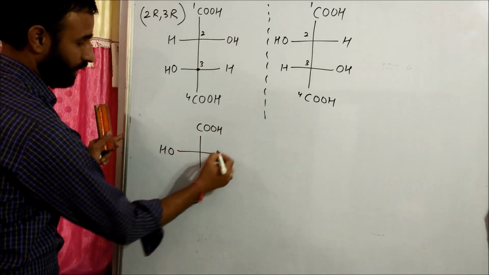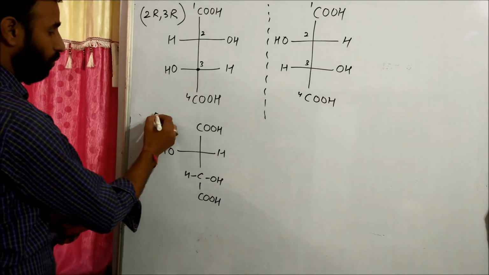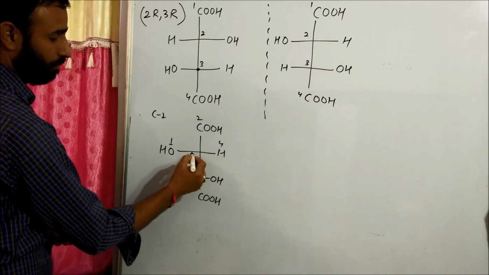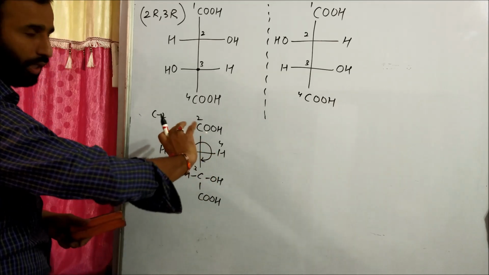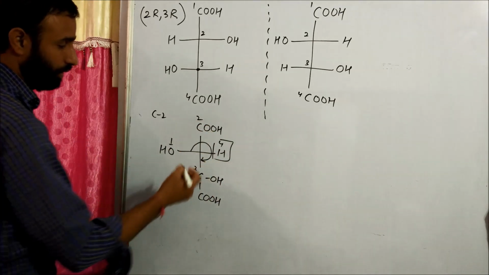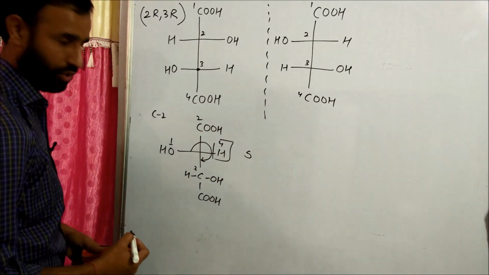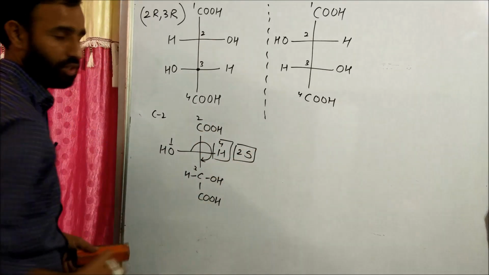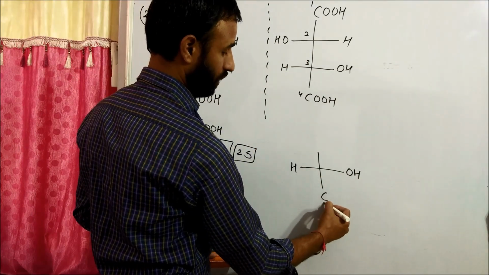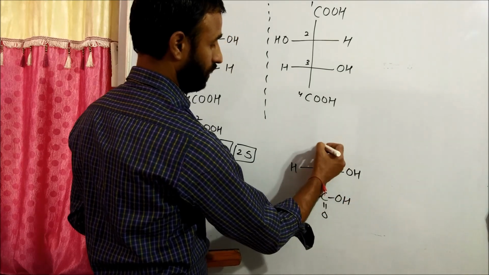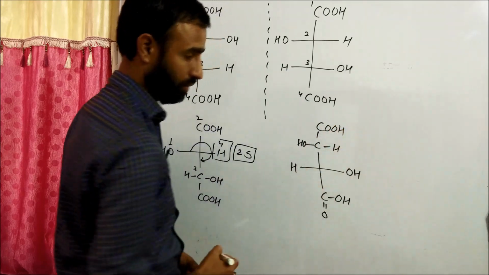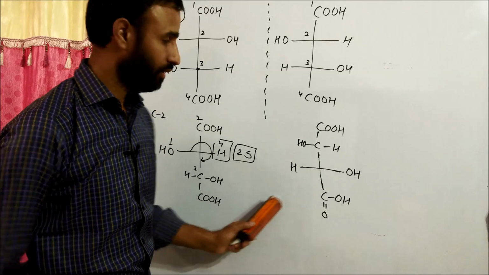Now let us predict. This is the case for C2. Now it is 1, 2, 3, 4. Go from 1 to 3, clockwise, horizontal. Clockwise horizontal means S. So it is 2S. For C3, H, OH, COOH, COH. Okay, this is the case for C3.